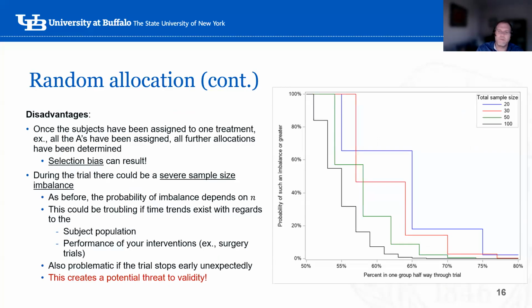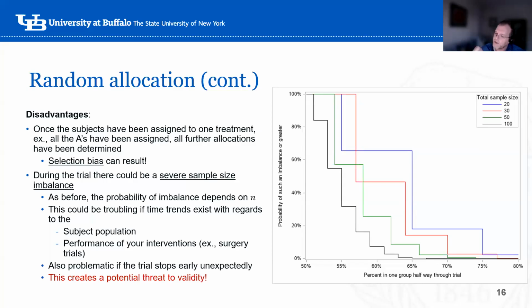I'm actually kind of going a little bit out of order here. I kind of skipped to the second one. I'll come to the first point in a second. I'm going to have balance at the end, but not during the trial. Where might that be a possible issue? That could be a possible issue if my subject population is changing over time. That's more of an issue for longer term trials.